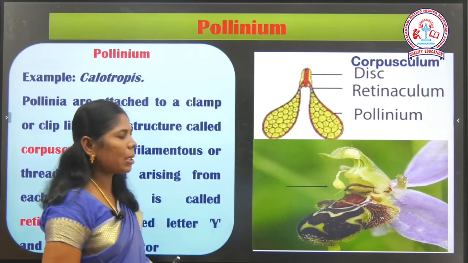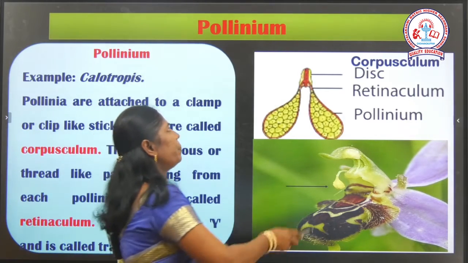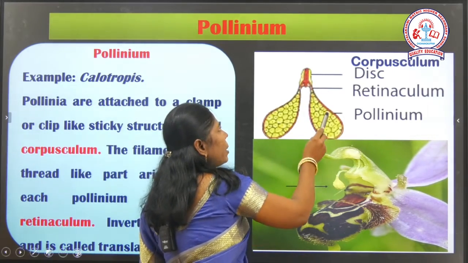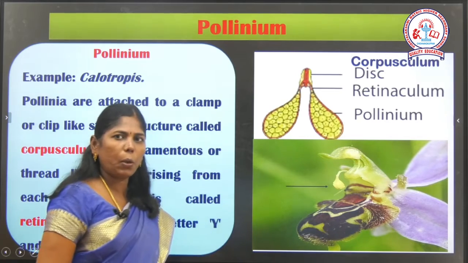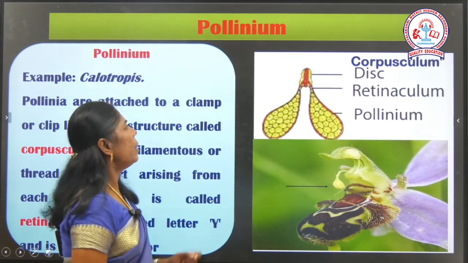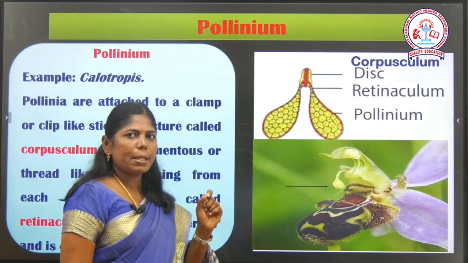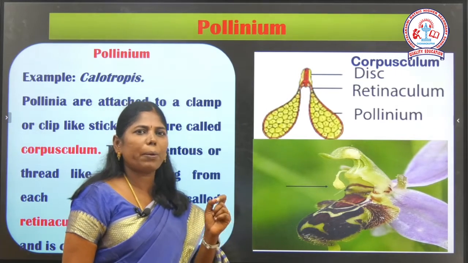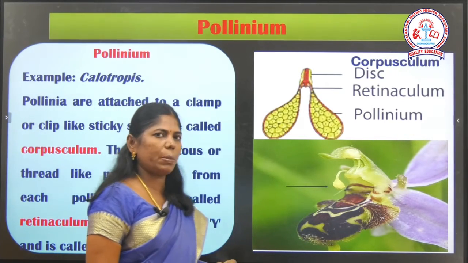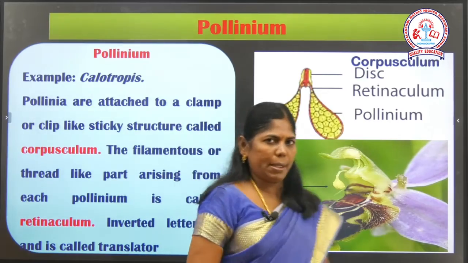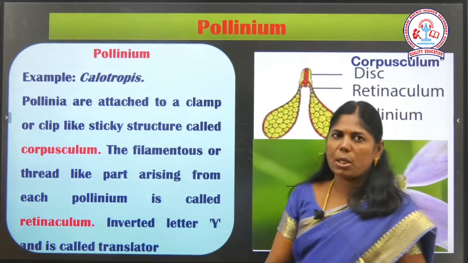So where is the retinaculum? The retinaculum connects the corpusculum and the pollinium. The corpusculum and pollinium are connected with the help of the retinaculum. The corpusculum is the main branch. This type of arrangement we can see in Calotropis. This is additional information related to that.